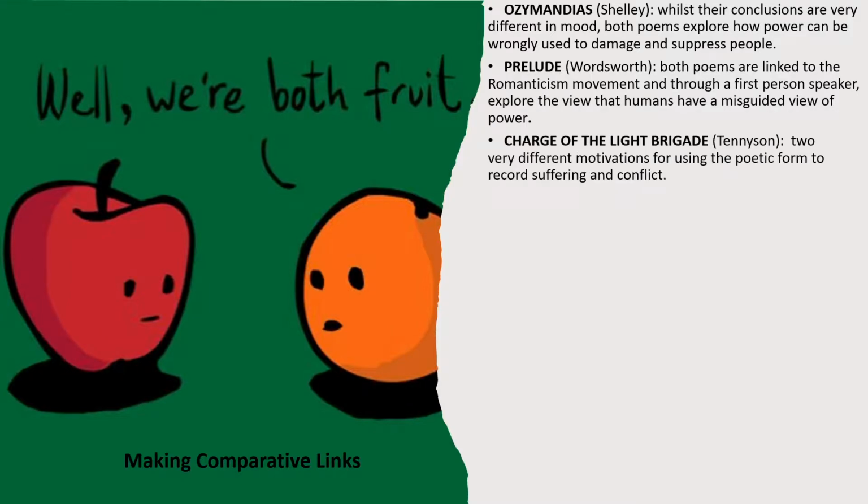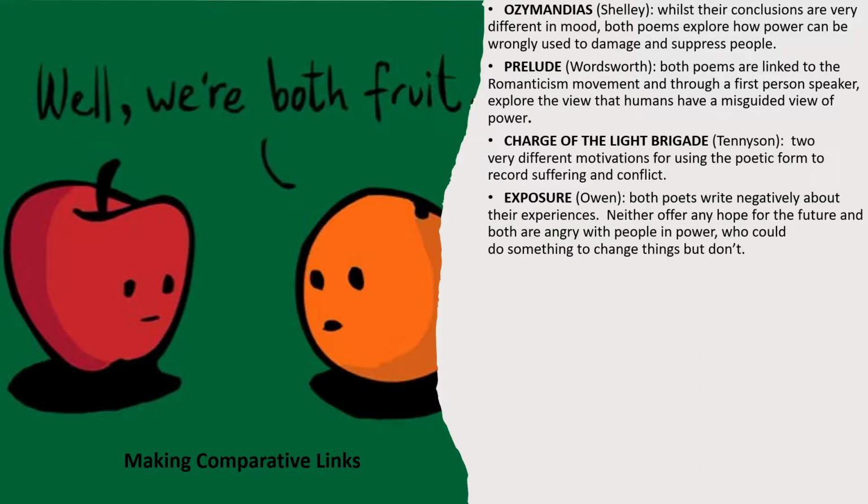The Charge of the Light Brigade is an interesting comparison because Tennyson has a very different motivation for using the poetic form to record suffering and conflict. He's celebrating, of course, what he sees as the bravery and heroism of those soldiers in the Charge of the Light Brigade, very differently motivated to Blake in how he chooses to record suffering and conflict.